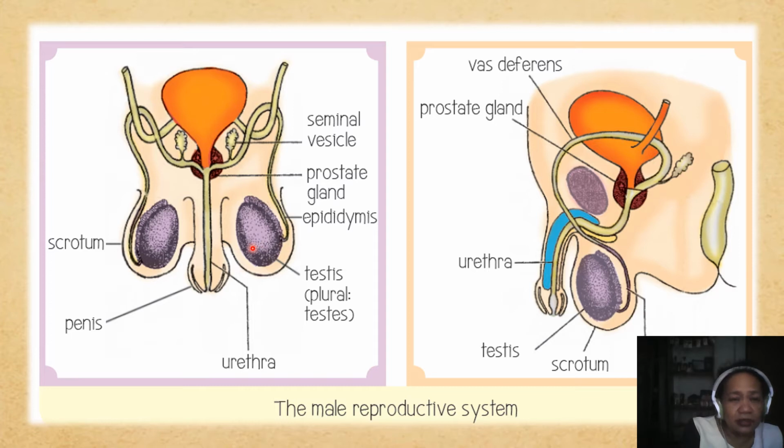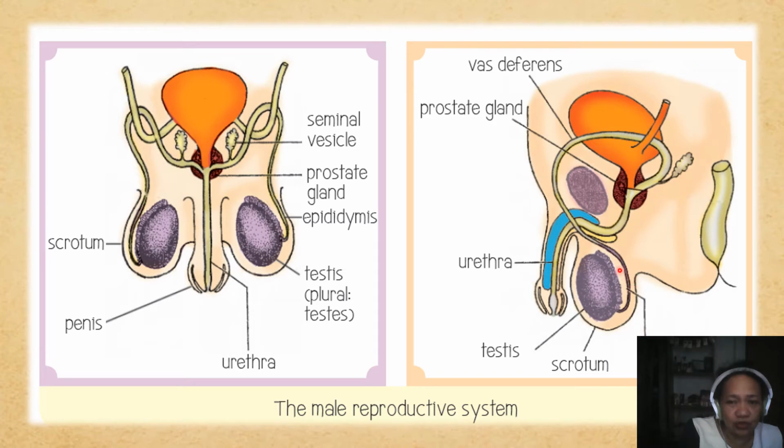connected to the testis is what we call the epididymis. Also, as you see, this is a front view and this is a side view. This one is the vas deferens, and this brown one is the prostate gland. This one, the tube where your urine comes out, is what we call the urethra. And this one inside the scrotum is the testis.